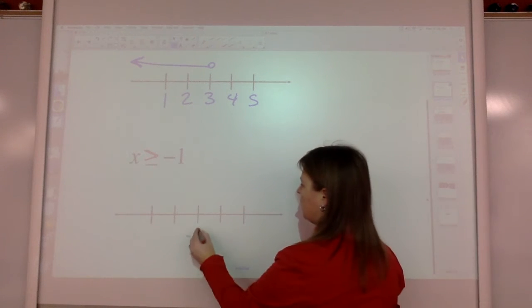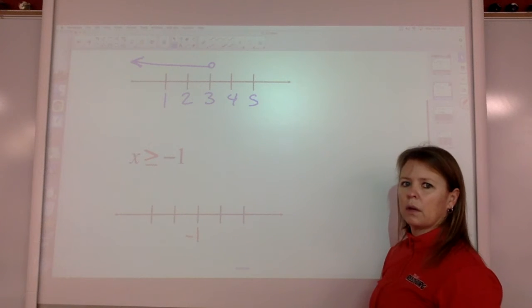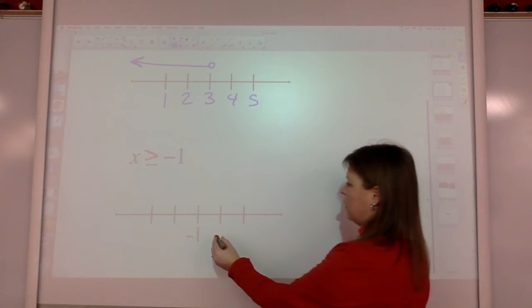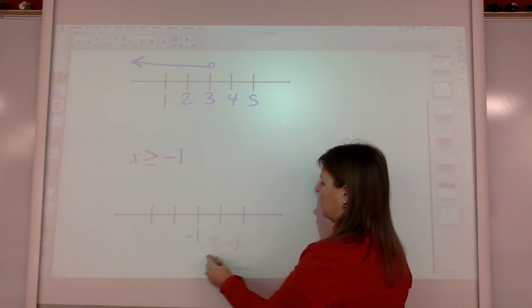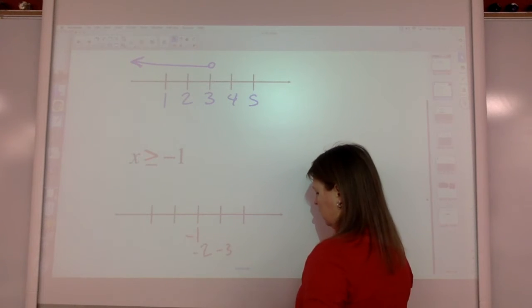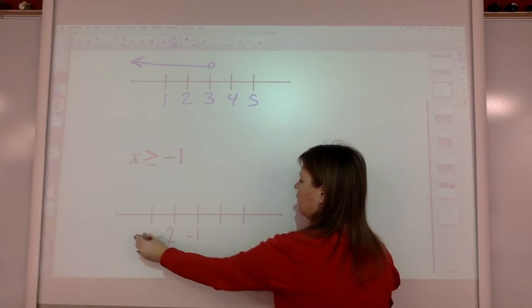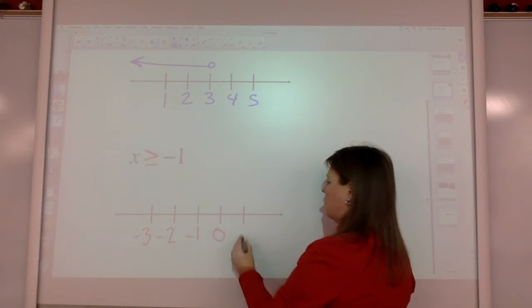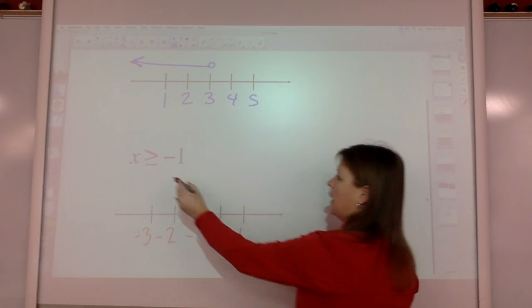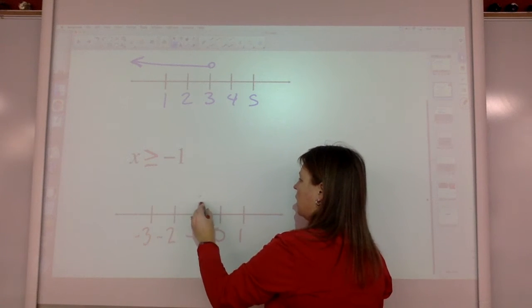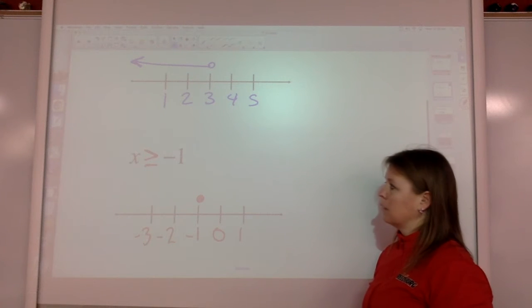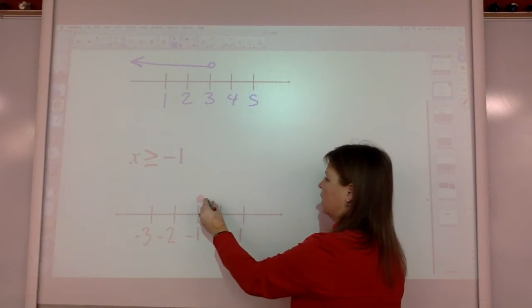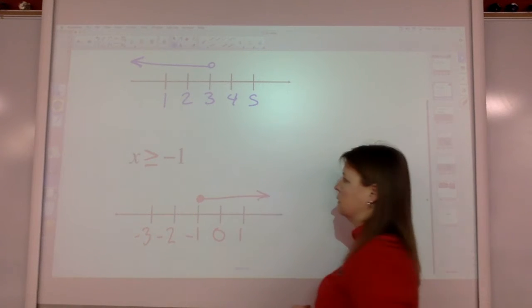Give me a few numbers on here surrounding negative 1. Please make sure you go in the correct direction. I've watched people go negative 1, negative 2, negative 3. No, that's not okay. Negative 2 has to go here. Negative 3 has to get smaller. You can throw a 0 in here and a 1. This time, it has an underline, which means our dot over the negative 1 is going to be solid. Negative 1, and we want to get greater than or equal to negative 1.